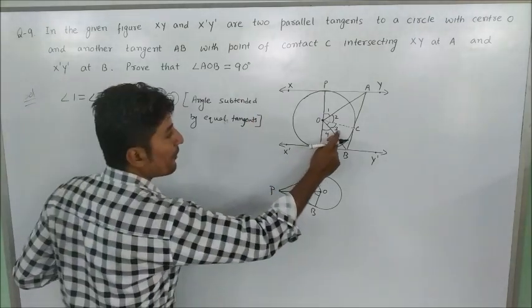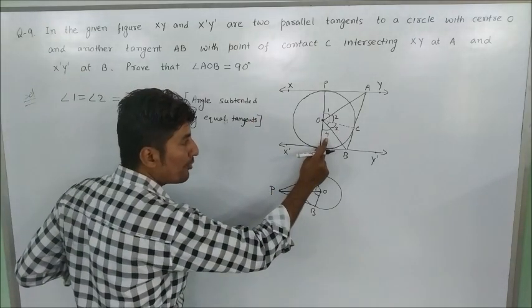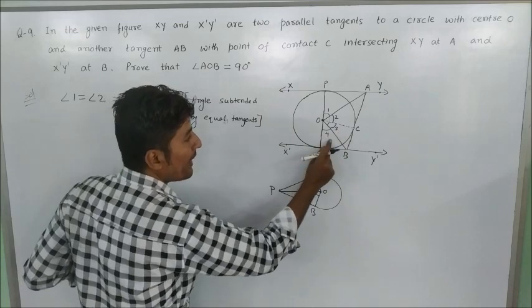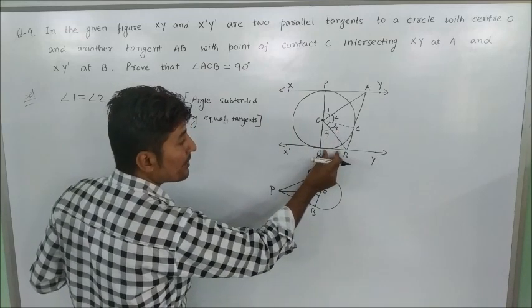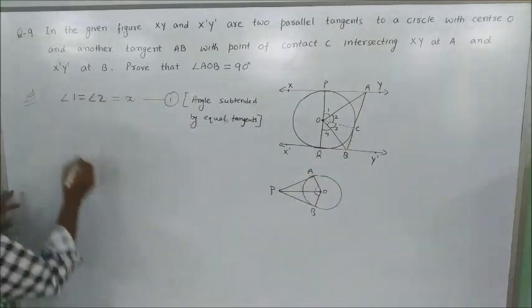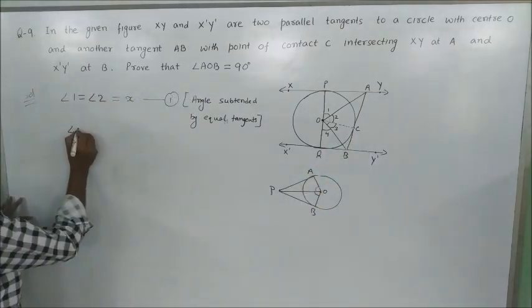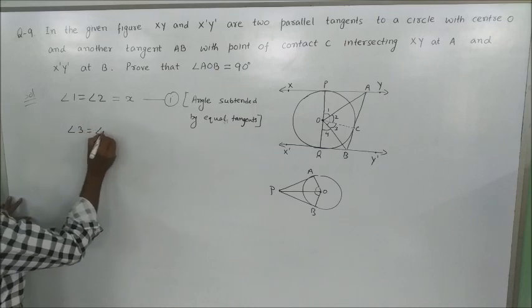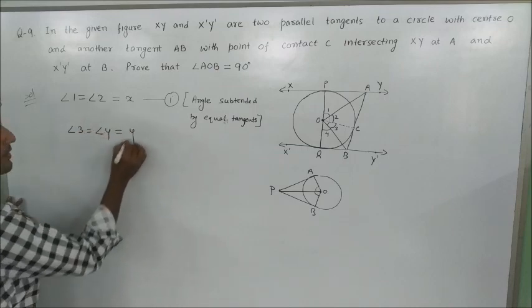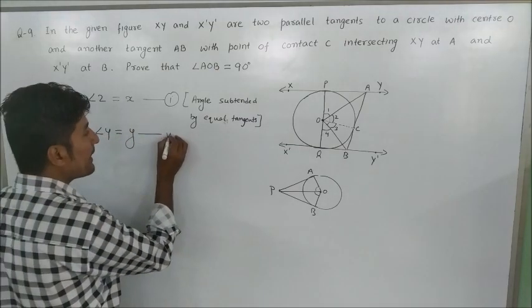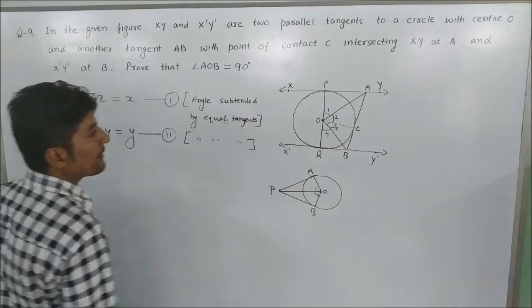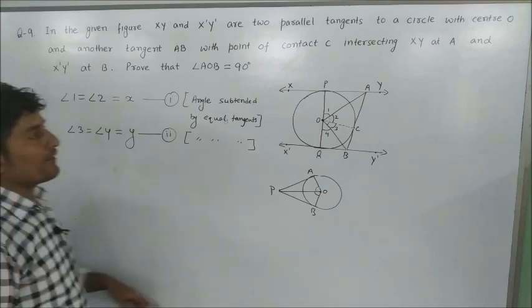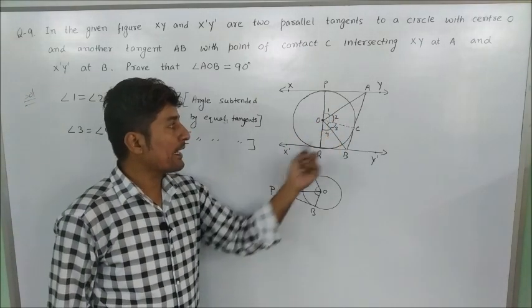Similarly, measurement of angle 3 and measurement of angle 4 both will be equal because these two angles are subtended by the tangents BQ and BC. So here we can write measurement of angle 3 is equals to measurement of angle 4. Both I have assumed y. This can be taken as equation number 2, and here again we have to write the same reason. After that, we have to add all the angles together.